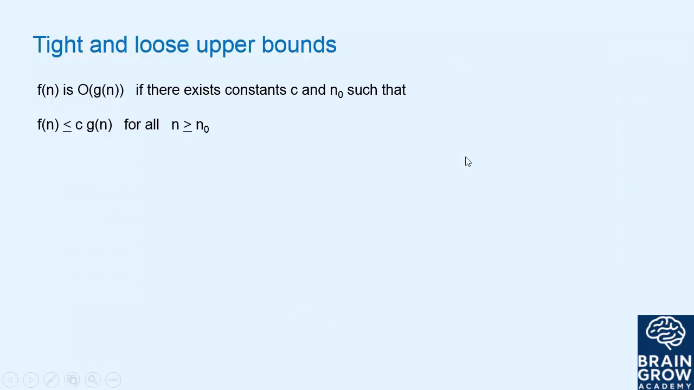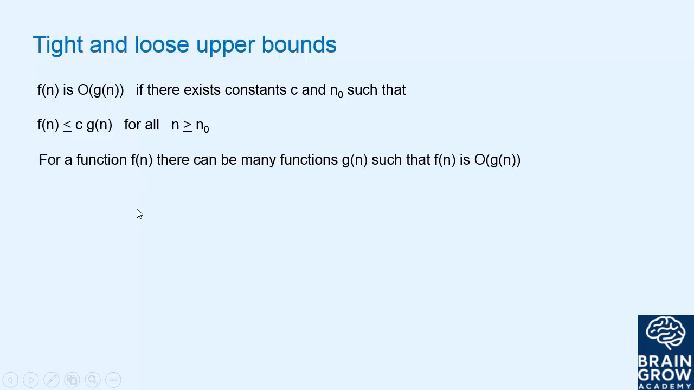This is the definition of big O. Here function g is the upper bound for function f. Now there can be many upper bounds for f, which means that for any given function f, there can be many functions g such that f is order of g. For example, if we have a function f equal to 5n square plus 4n plus 8, then according to the rules that we have seen, we can say that f is order of n square. But according to the definition, it is equally correct to say that f is order of n cube, because we can find constant c and n naught such that this definition is satisfied.